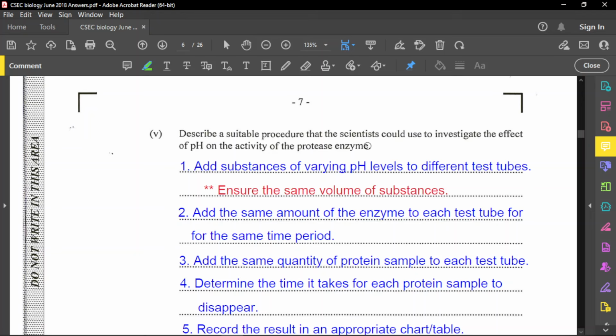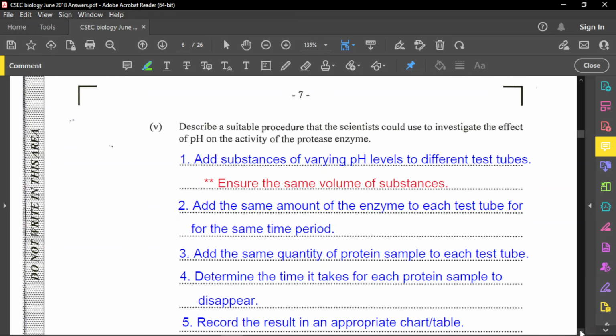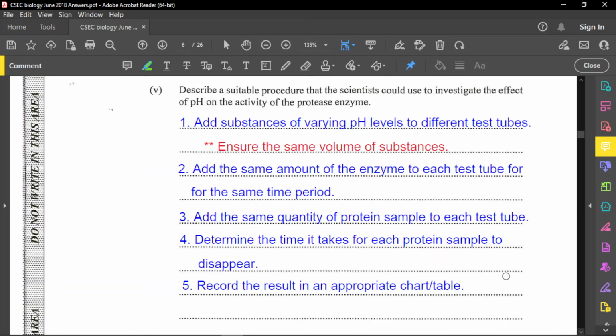And for part 5, it says describe a suitable procedure that the scientists could use to investigate the effect of pH on the activity of the protease enzyme. And so the outline of this experiment could have been: one is to add substances of varying pH levels to different test tubes. And the first thing to ensure, this is a precaution as well, is the same volume of substances. All right, so you make sure you maintain the same volume.